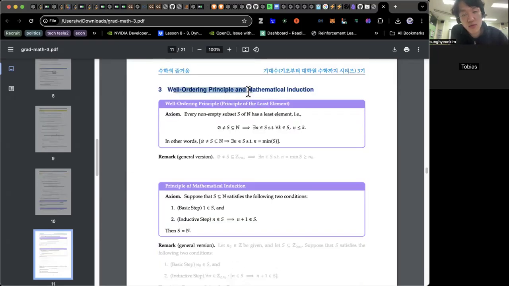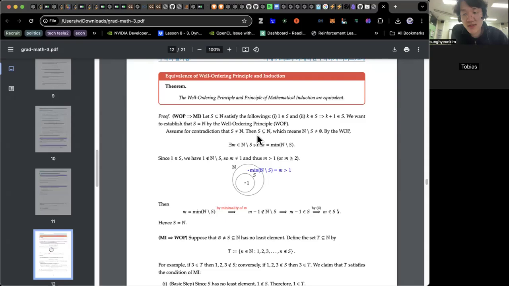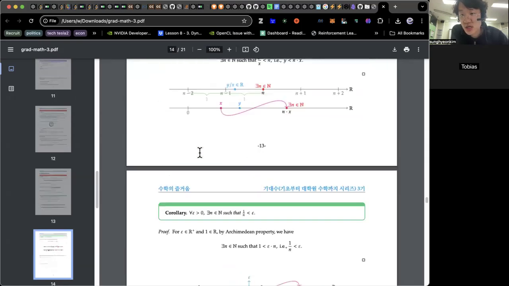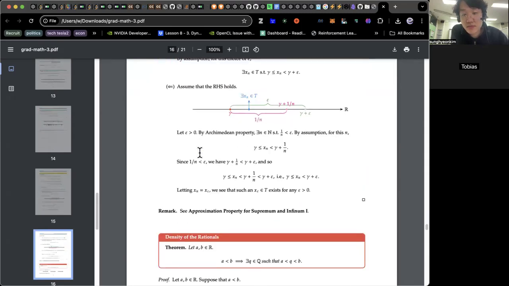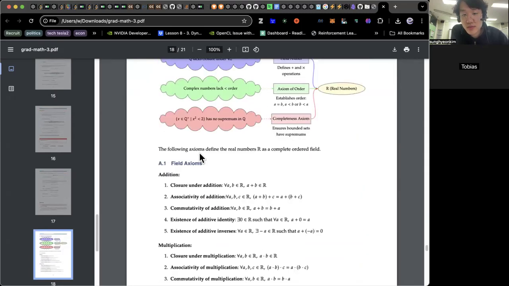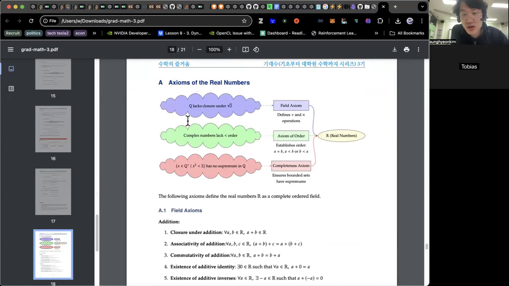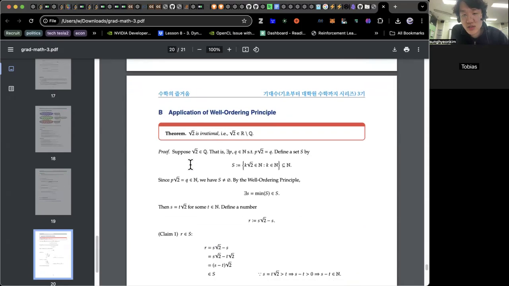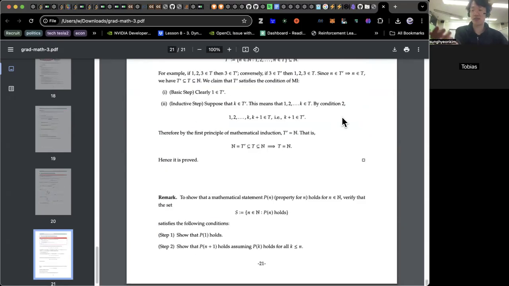Okay, next time we will go to the well-ordering principle and mathematical induction, and also the Archimedean principle, which is a property of real numbers. And we will also talk about axioms of real numbers and field axioms, and so on, next time. Are there any questions?